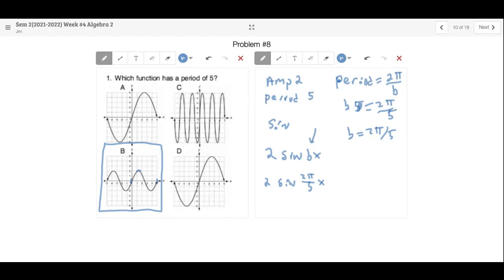How do you determine if it's sine or cosine graph? Where it starts, right? If it starts at 0, sine graph. If it starts at 1 or 2, cosine.